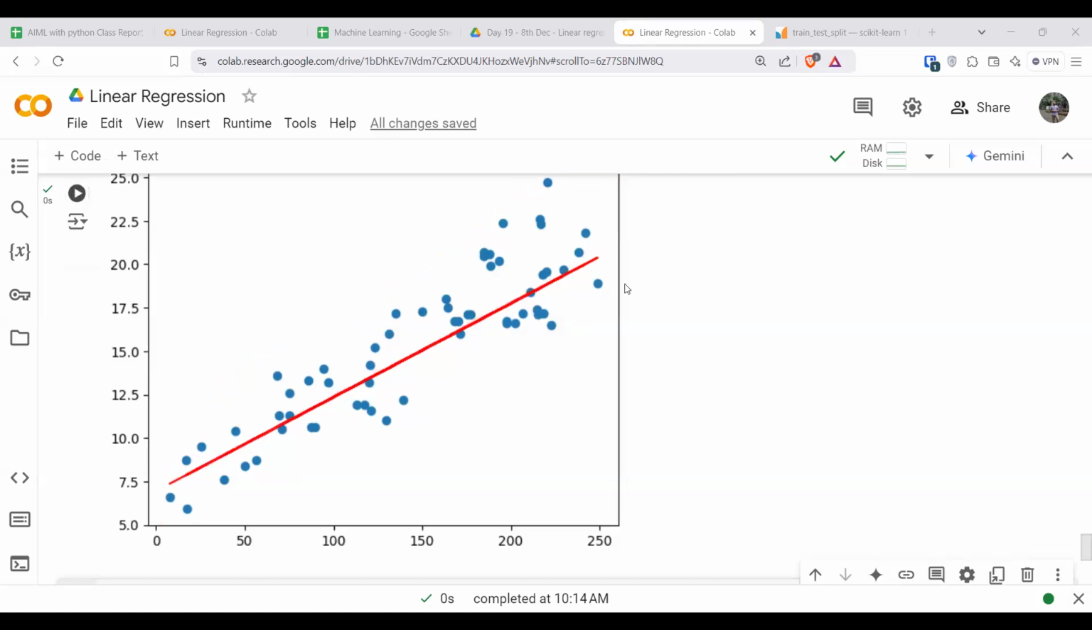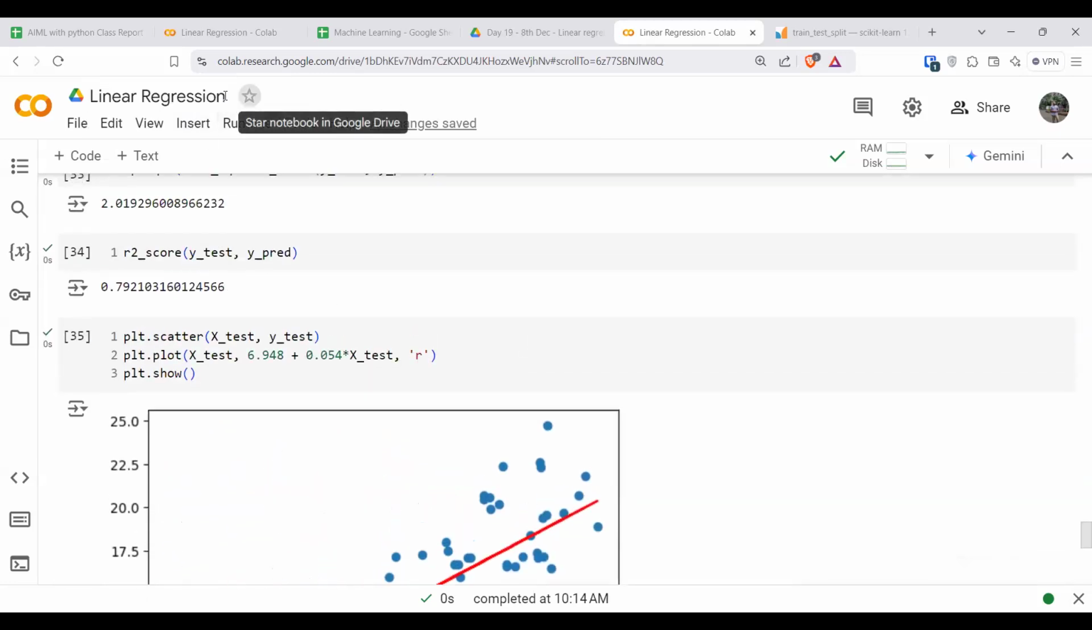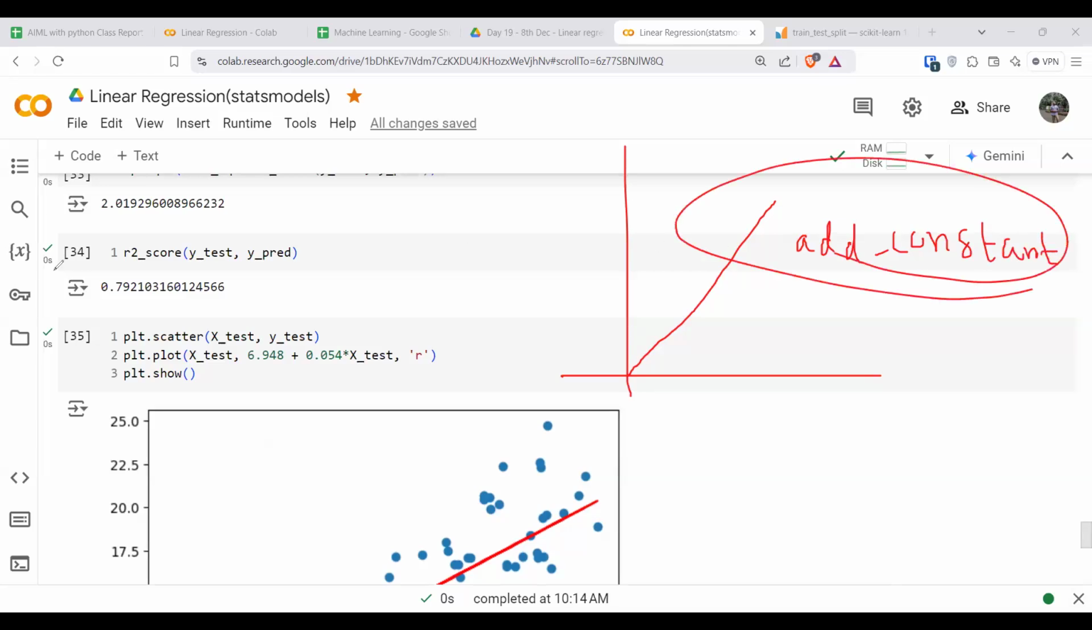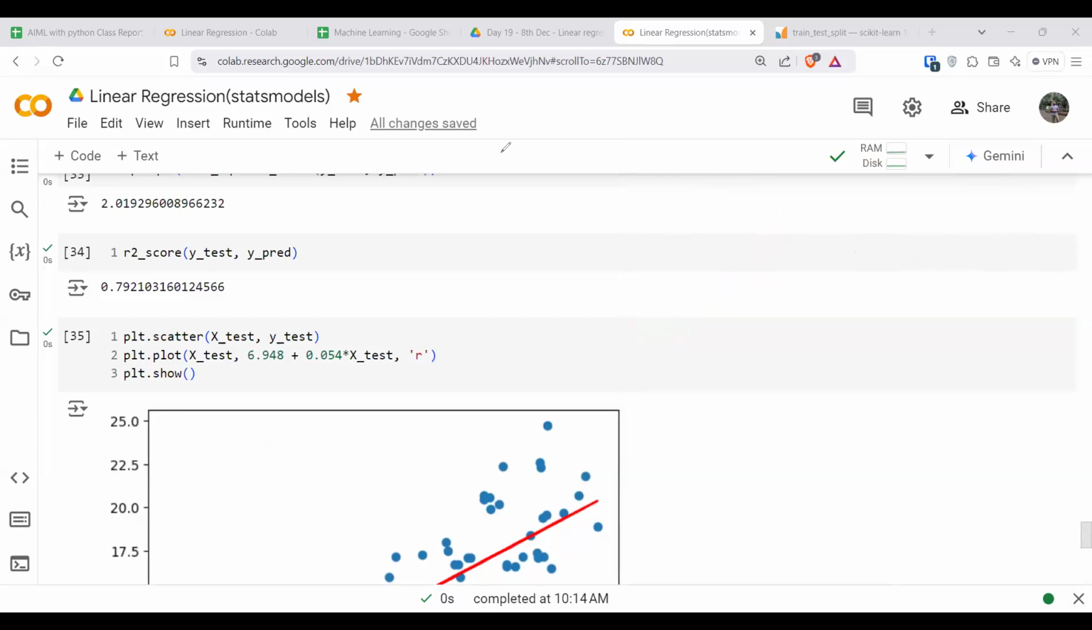So that summarizes your linear regression using the statsmodels library. The only thing that you need to remember is you need to add a constant, because by default your statsmodels library will pass through the origin. So you have to write add_constant. Is it clear till now? Till this point, do you have any questions? Yes, everyone. Do you have any questions, guys?